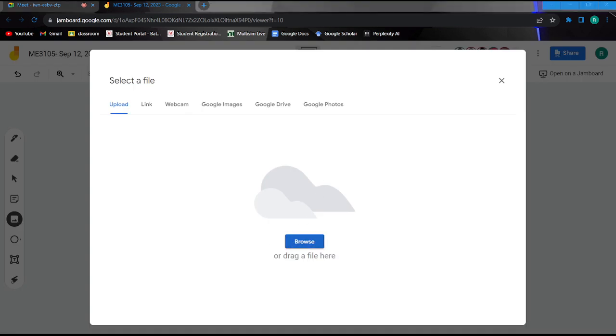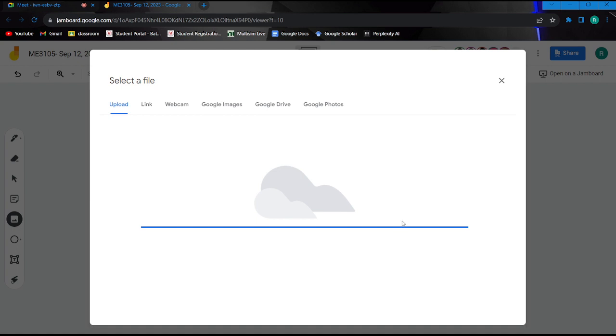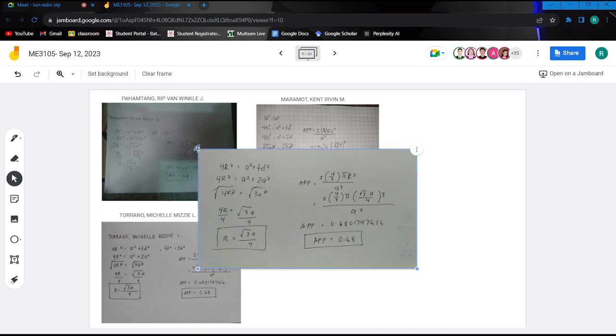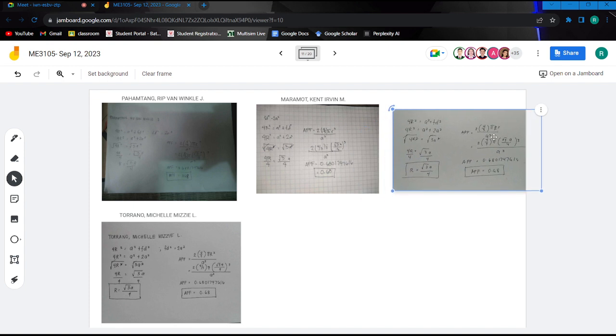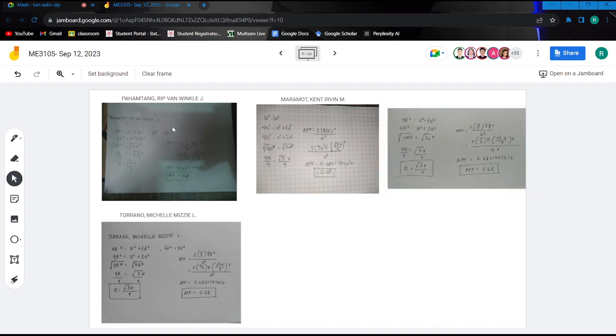Okay, so I see your submissions. Very good. So, pakilagyan lang po ng pangalan. I will be saving this. Okay, so you continue until you obtain the value of the APF. So, you have there R and then also the APF.